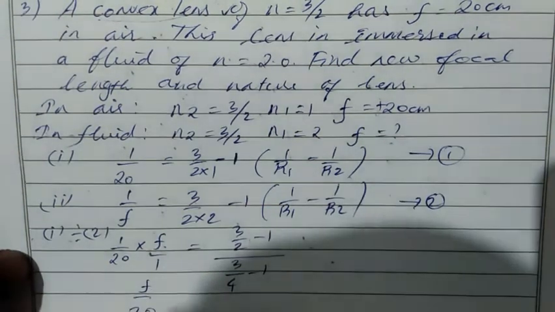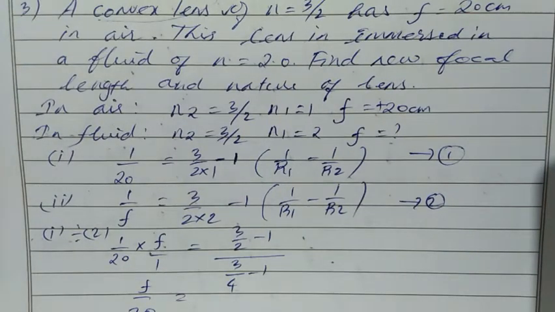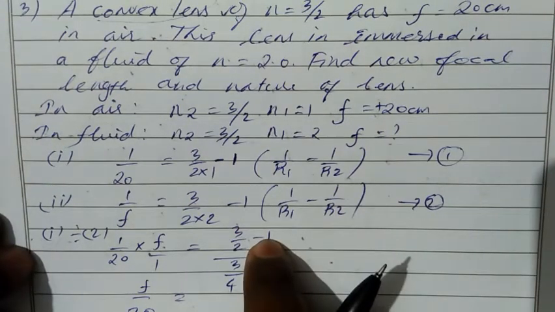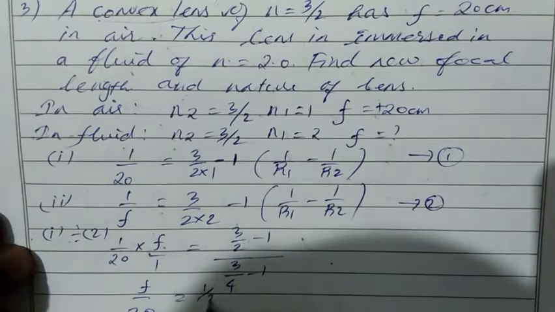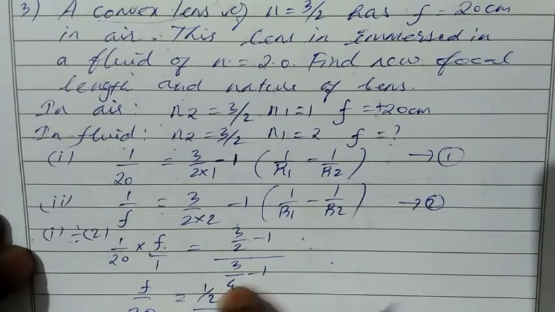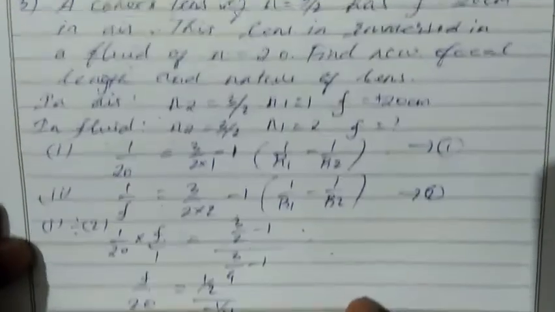F by 20 equal to, if you simplify 3 by 2 minus 1, then 3 minus 2 is 1, so 1 by 2, divided by, here 3 minus 4 is minus 1, so minus 1 by 4.